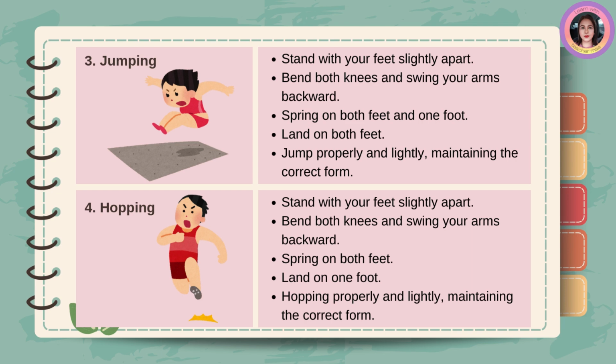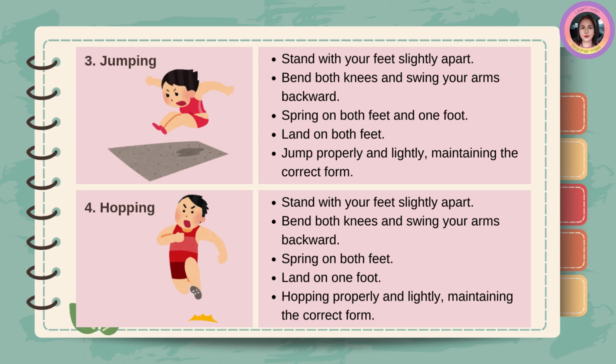Number 3, jumping. Stand with your feet slightly apart. Bend both knees and swing your arms backward. Spring on both feet or one foot. Land on both feet. Jump properly and lightly, maintaining the correct form.